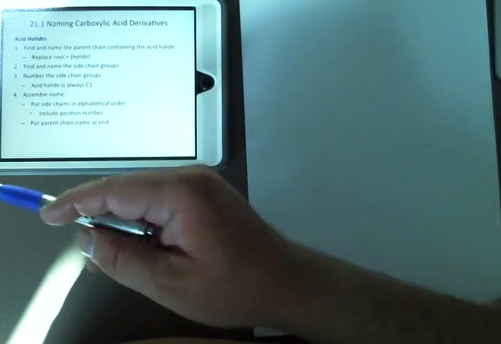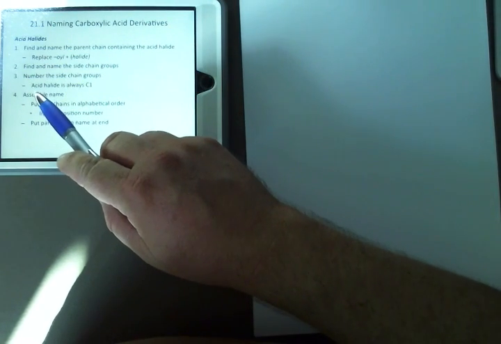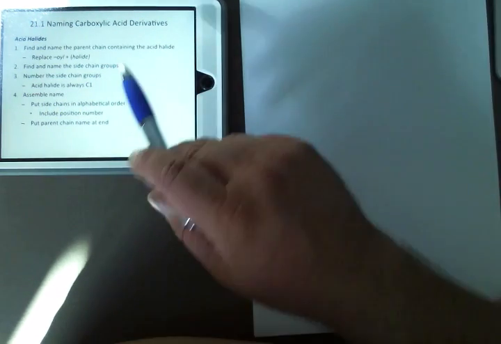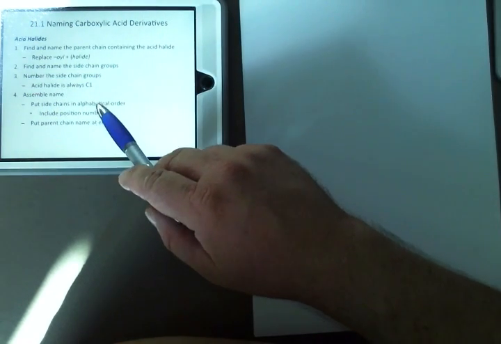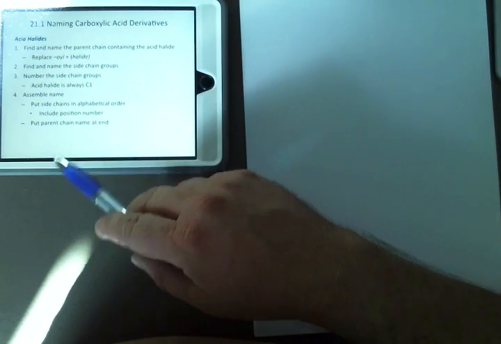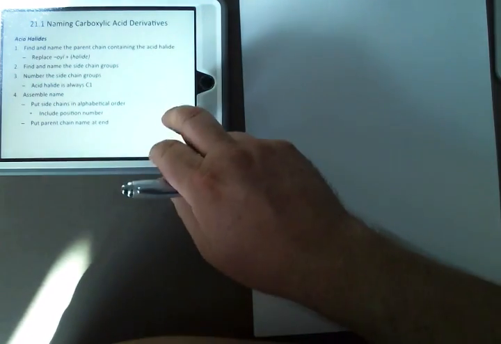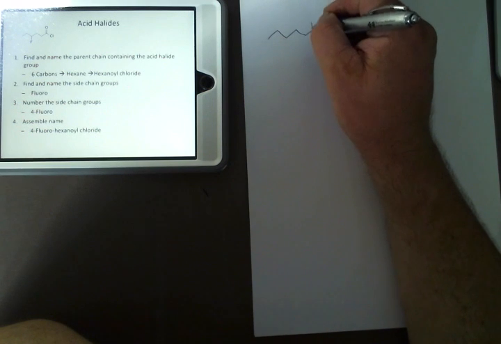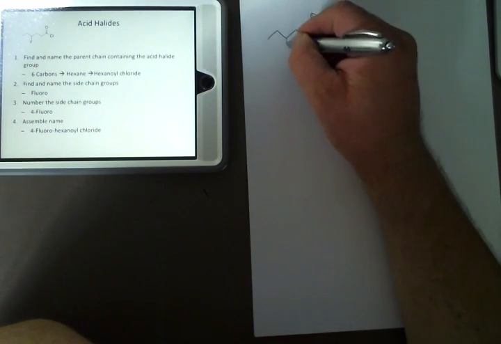For acid halides, just like aldehydes, the carbon with the acid halide group is going to be carbon 1. So you just go out from there, put the side chains in alphabetical order with their position numbers, and then put the parent chain at the end. So here we go. Here's the Cl, and then this fluorine here.